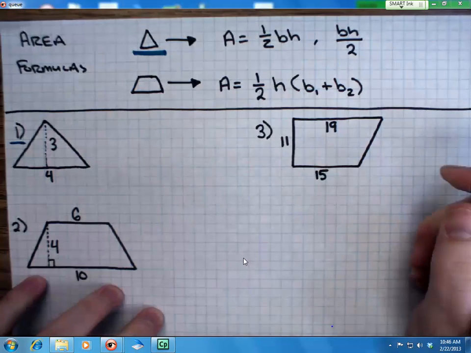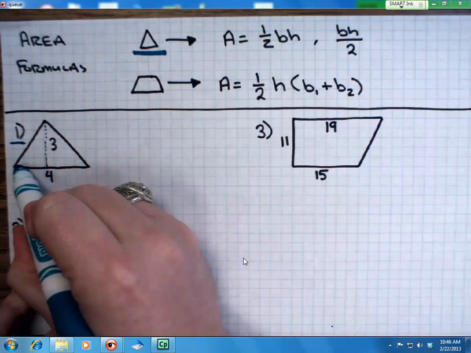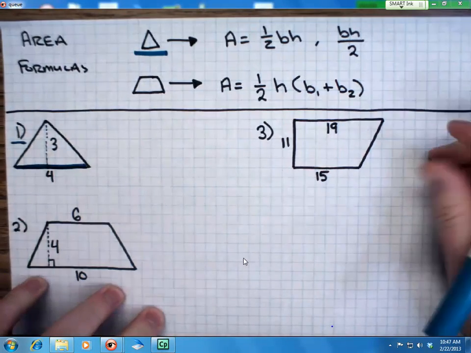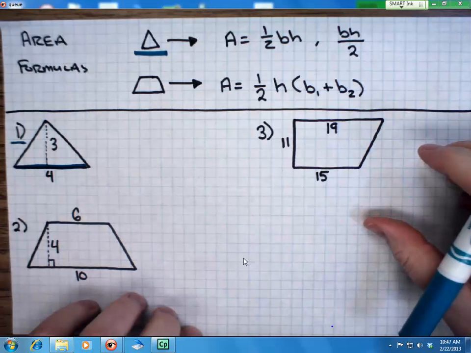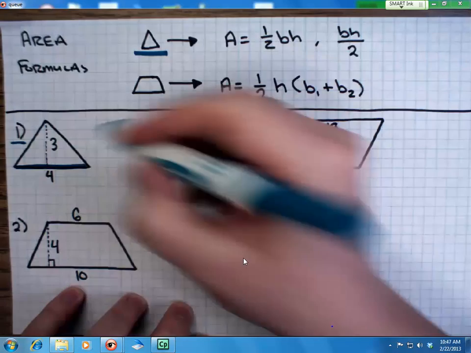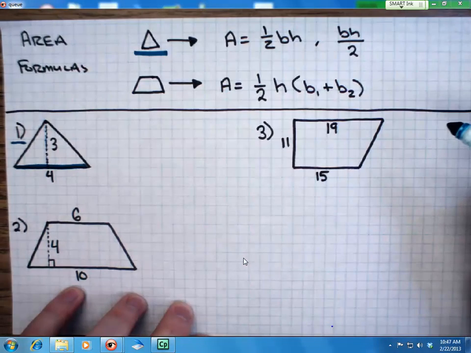Okay, the first thing we need to do is identify the base and the height. Well, the base is easy. The base, for the most part, always is going to be the bottom of your triangle. The height, however, just like yesterday for our parallelograms, it has to be the one that runs perpendicular to the base, which in this case is going to be 3.